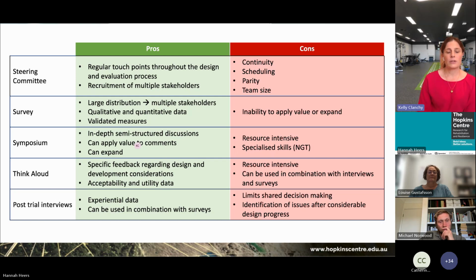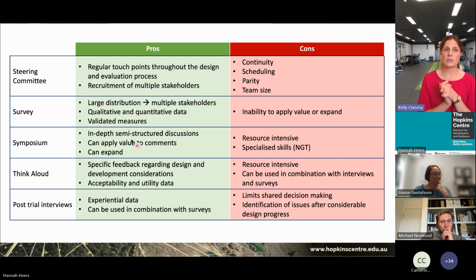The Think Aloud protocol allowed us to gain really specific feedback regarding the design and development considerations for the BioSpine technology. We combined it with a semi-structured interview, as I indicated before, and that allowed us to get some information about acceptability and utility. Again, these can be really resource intensive because you need to replicate the experience of engaging with the technology. So you need clinician time.